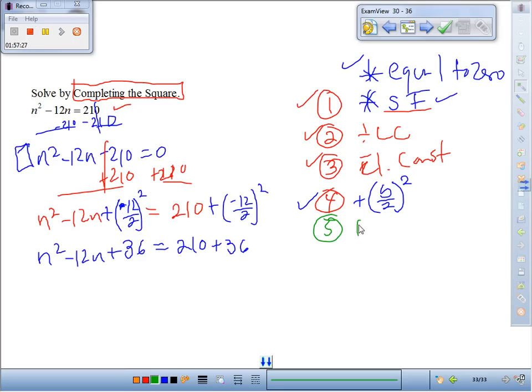Step 5. Factor. Square root of this and square root of this. What is the square root of this? And square root of this. And what is the middle? Minus. So this is to the second power. What is 210 plus 36? Are we there?